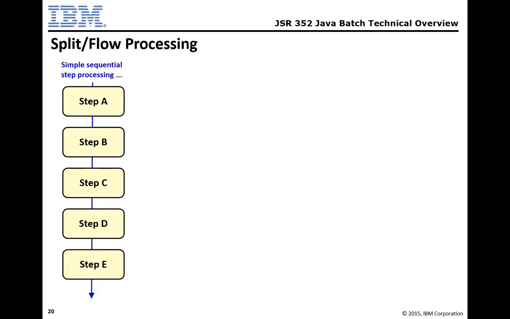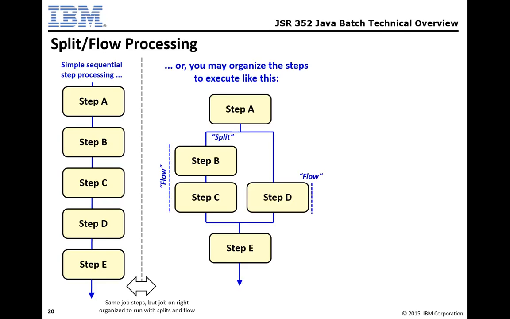The next topic is on processing splits and flows. Imagine a typical job that processes a sequence of 5 steps executed sequentially, one after another until all 5 are complete. That's a fairly common pattern. With JSR352, you may arrange your job steps into splits and flows. This allows you to process some job steps in parallel and organize some job steps into logical groupings called flows.